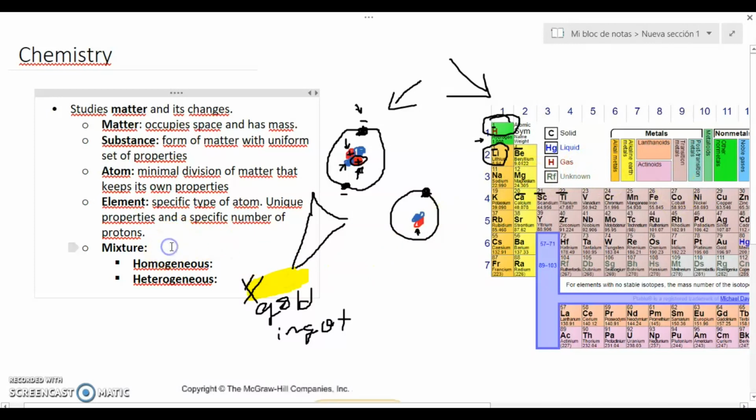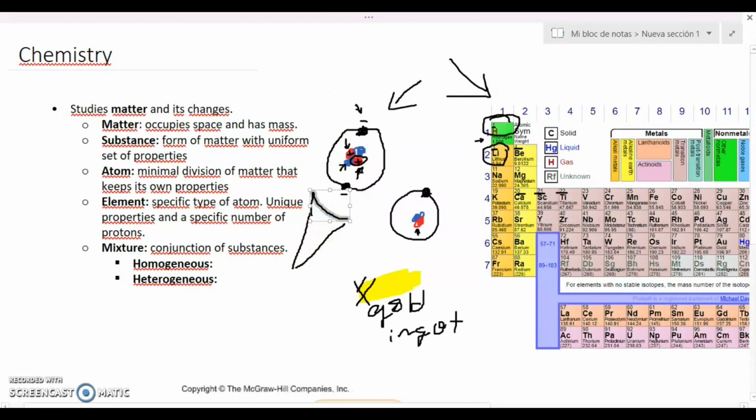So a mixture is just a conjunction of substances. It doesn't necessarily need to be a conjunction of two elements, or three, or more. It's definitely going to have elements in it, because it has atoms, and anything that has atoms definitely has elements, because elements are just specific types of atoms, right? Now, here's what happens with this.